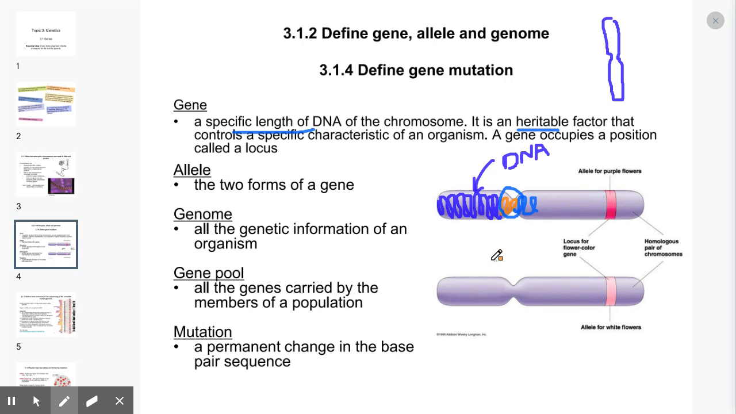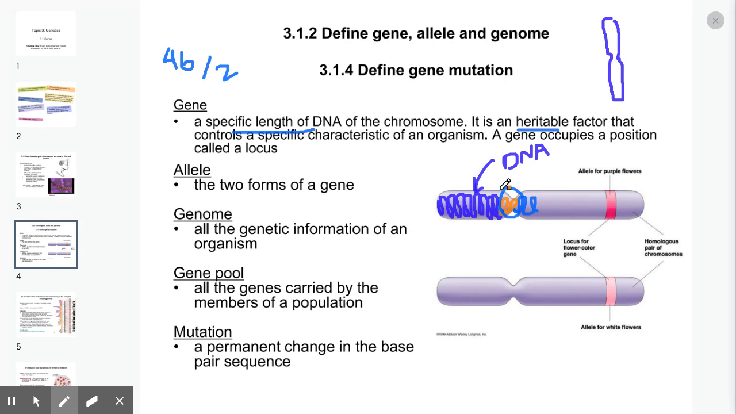And we've talked about how humans have 46 total chromosomes, but that's 23 pairs. So if we divide it by 2, that means you have 23 pairs of chromosomes, and they're almost identical, except where the genes might differ. So this gets a little confusing.